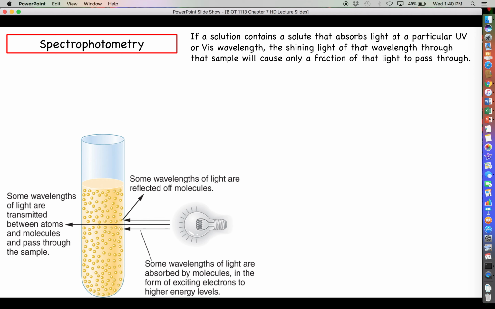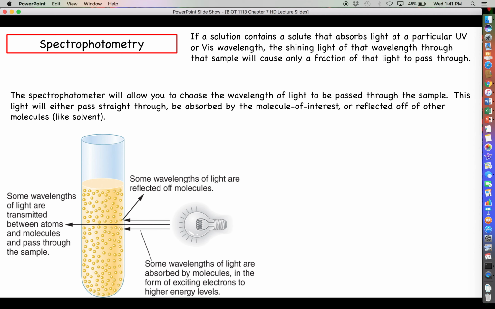If a solution contains a solute or a molecule that absorbs light at a particular wavelength, then shining light of that particular wavelength through the sample should cause a certain fraction of that light to be absorbed, meaning that it does not make it to the other side. If you look in the picture here, we've got a light source, indicated by the light bulb, shining light through this sample, and you'll notice that a certain fraction of that light gets absorbed by molecules in the solution. Maybe it gets reflected off, but regardless, the light that actually passes clean through the sample only represents a fraction of the light that came from the light source.